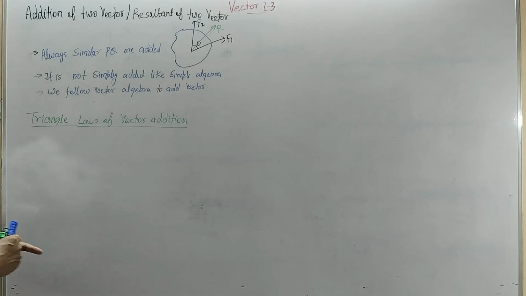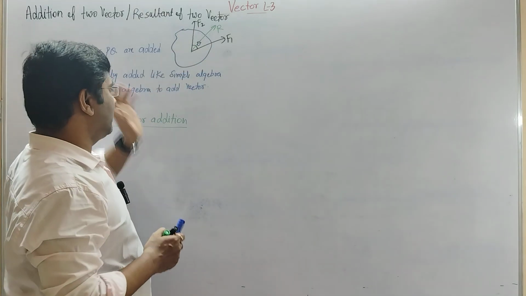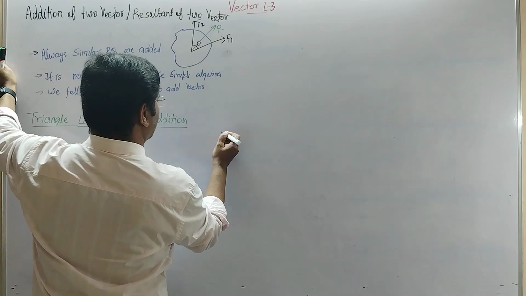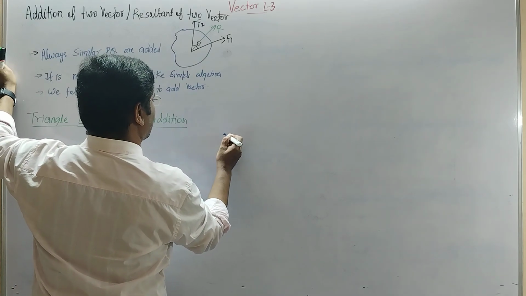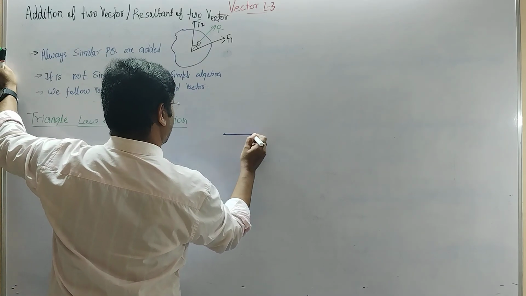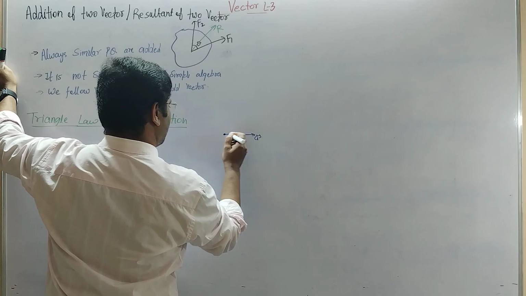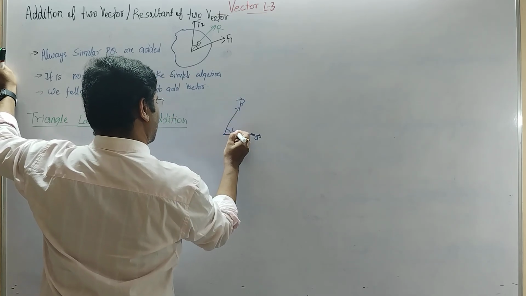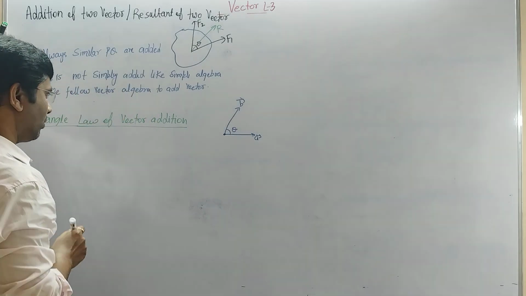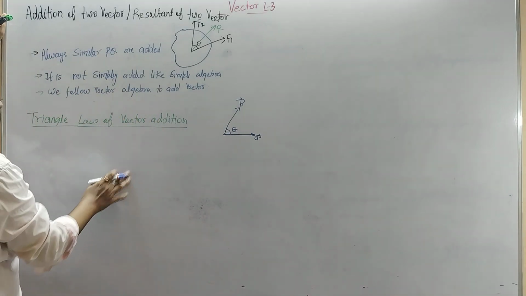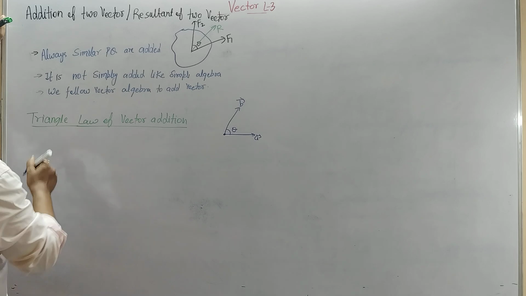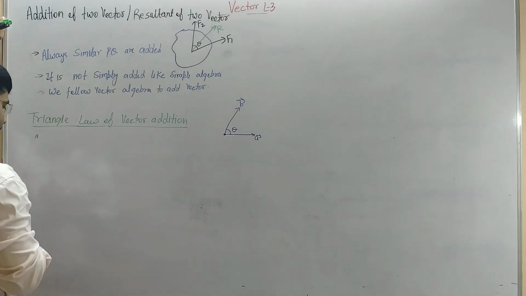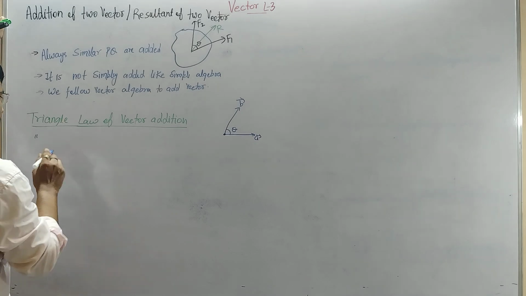Imagine that there are two vectors A and B. Let's take this is a point or a body on which two vectors are acting. This is vector A acting, this is vector B acting, at an angle theta. How will I find the resultant of this A and B? Here, by using the triangle law, we will construct a triangle.